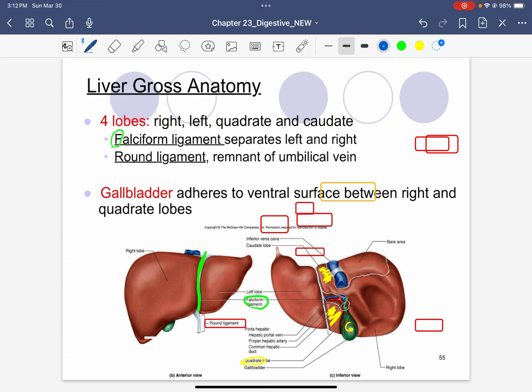Versus on the back, we have the round ligament, and it is really bright white. So on the back is more of the round ligament, and it is on the back, but it's also really bright white. So I would try and memorize these. Falciform ligament separates the right and left lobe on the front. Falciform, F for front. The round ligament tends to be more viewable on the back. Round ligament on the back. And then it does dangle down. It's really thick white.